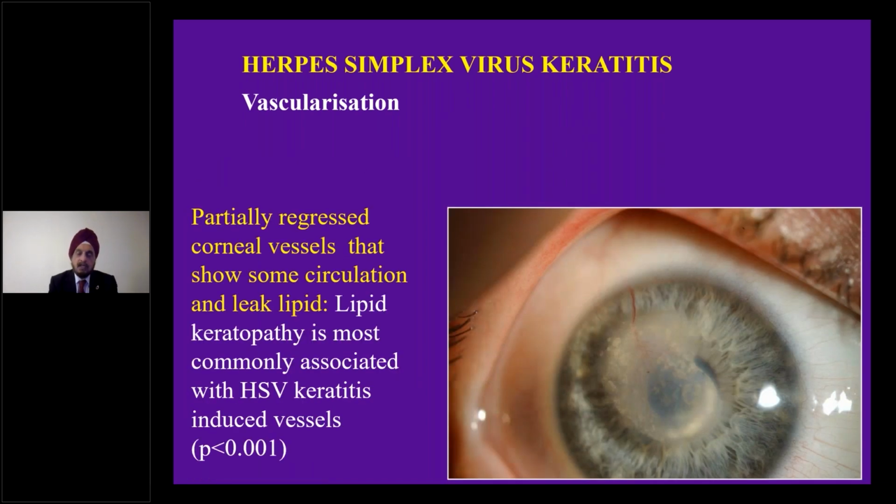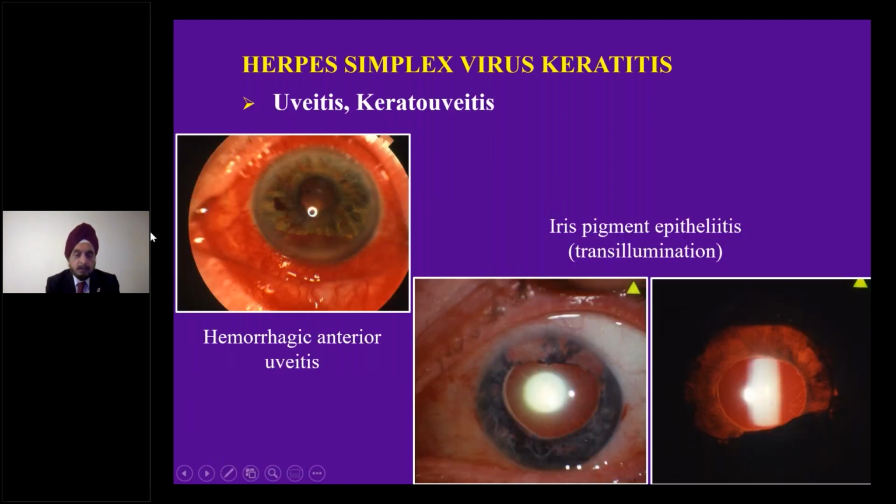The other thing we found was lipid keratopathy, which is leaking of lipid from vessels which are not very active. They are partially regressed vessels, but they're still circulating blood. This lipid can spread and cause visual impairment. The commonest cause of lipid keratopathy is blood vessels caused by virus keratitis. Blood vessels from other causes do not cause that much lipid keratopathy. So that's again an interesting thing to bear in mind. So when you see lipid keratopathy in a condition that was not properly diagnosed, check corneal sensation and think of herpes simplex. And these are examples of keratouveitis.